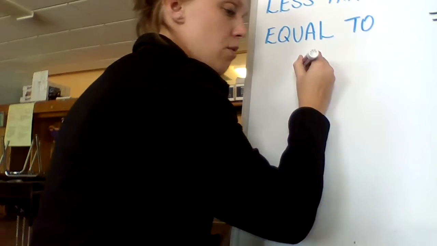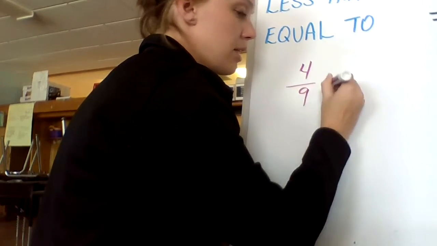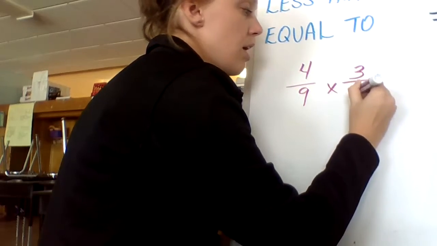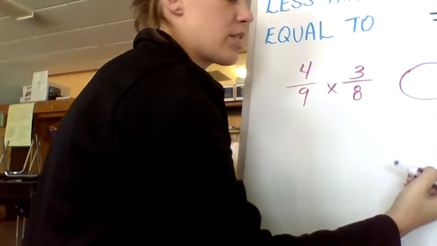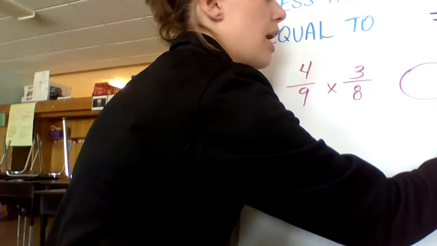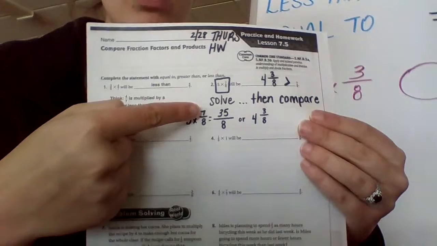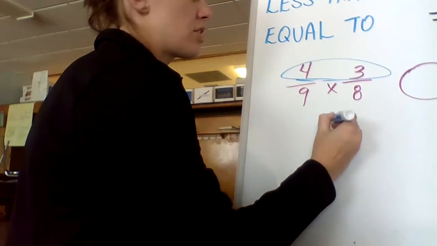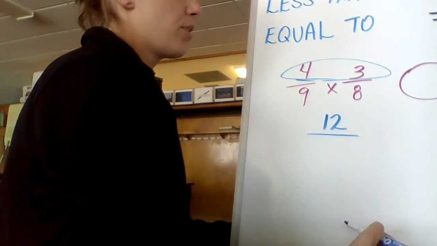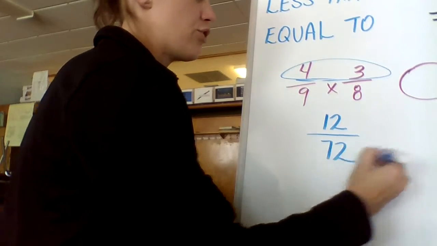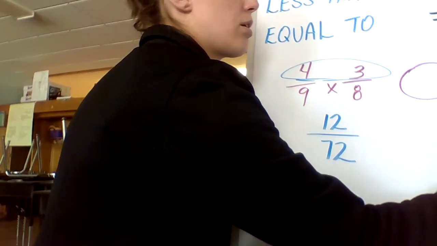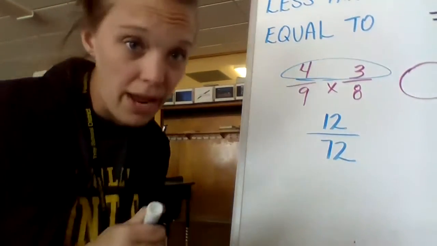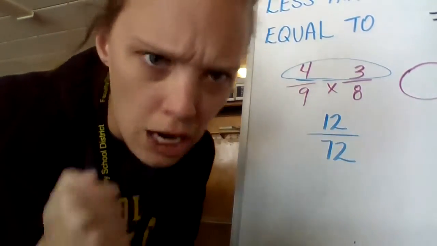Let's do one more example. Next, we're going to multiply 4/9 times 3/8, and then we're going to compare it to the fraction 3/8. On your homework, I reminded you the first thing you're going to do is solve it, then compare the numbers. Let's multiply the numerators first. 4 times 3 is 12. Then 9 times 8 is 72. Then I'm going to compare it to 3/8. I cannot compare because the denominators are not the same.